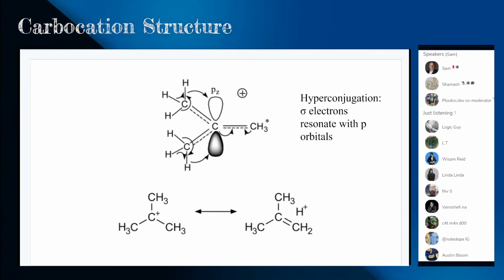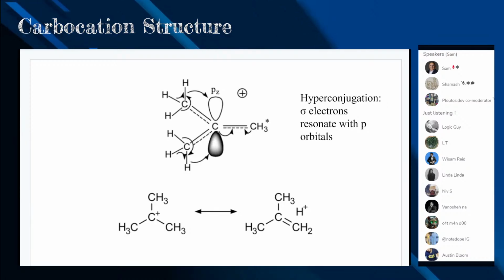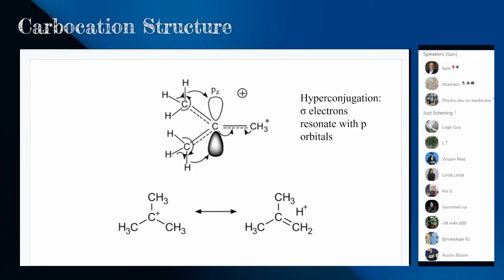As I said, this is not an actual structure. What this structure tells us is that those methyl groups can donate electrons to this carbocation and remove the positive charge from the carbon, and put it on hydrogen.